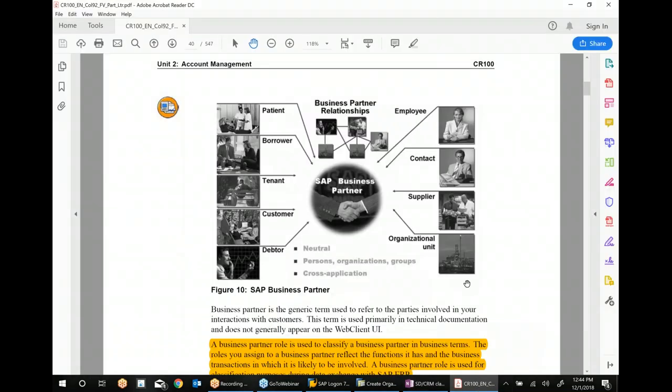Let's continue. So business partner, in SAP CRM, there is a concept of business partner. This concept of business partner is used very broadly, very widely, and there could be different kinds of business partners.